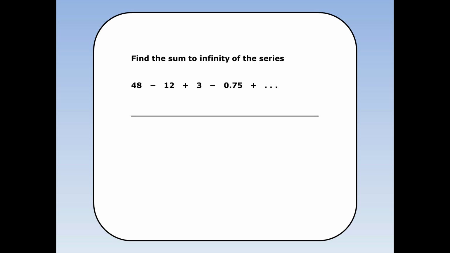Find the sum to infinity of the series 48 take away 12 plus 3 minus 0.75. For this series, a is 48 and the common ratio r is minus a quarter. Write down the formula, a over 1 minus r. Substitute in a is 48 and r is minus a quarter. And the sum to infinity is 38.4.